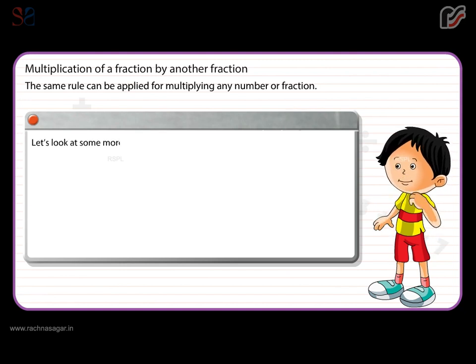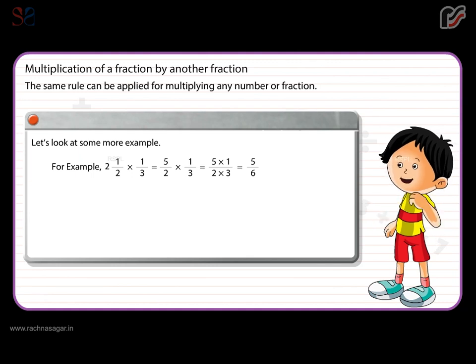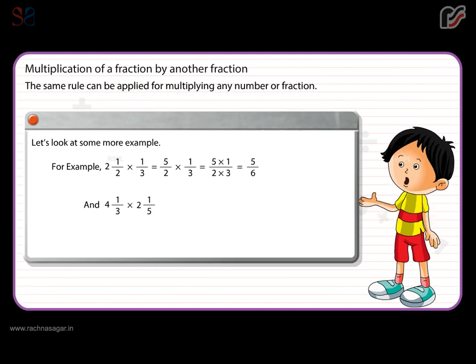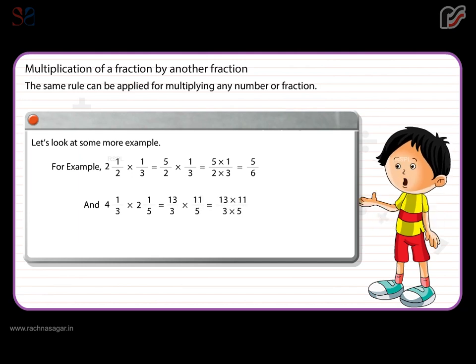Let's look at some more examples. For example, 2 1 by 2 multiplied by 1 by 3 is equal to 5 by 2 multiplied by 1 by 3 is equal to 5 multiplied by 1 whole divided by 2 multiplied by 3 is equal to 5 by 6. And 4 1 by 3 multiplied by 2 1 by 5 is equal to 13 by 3 multiplied by 11 by 5 is equal to 13 multiplied by 11 whole divided by 3 multiplied by 5 is equal to 143 by 15 is equal to 9, 8 by 15.